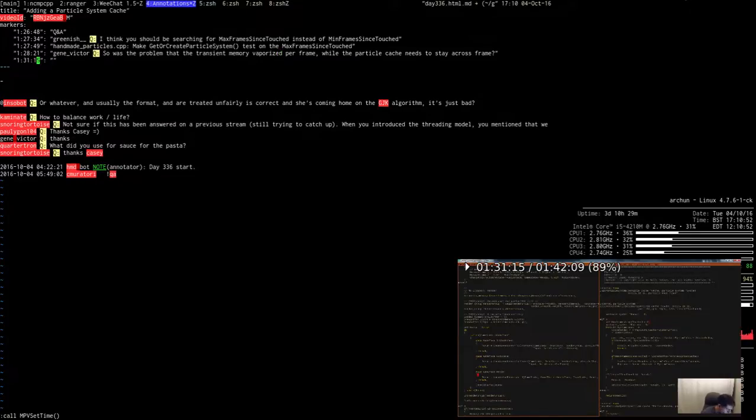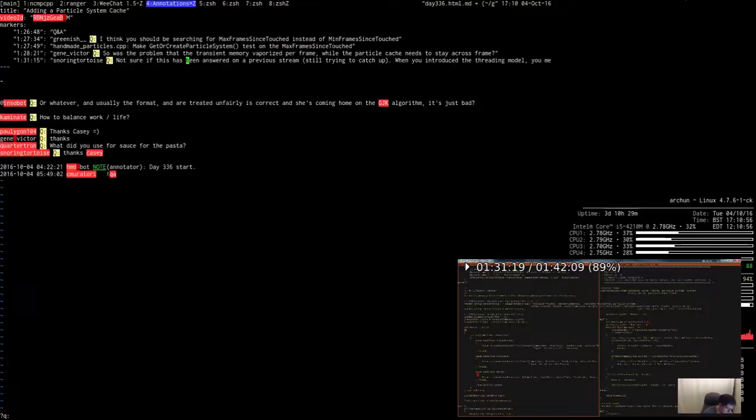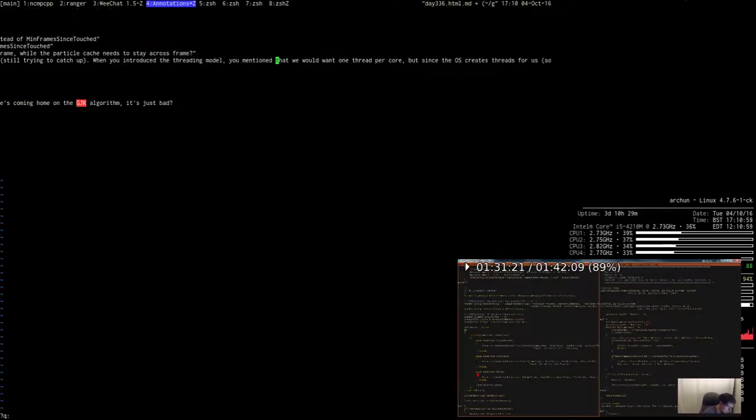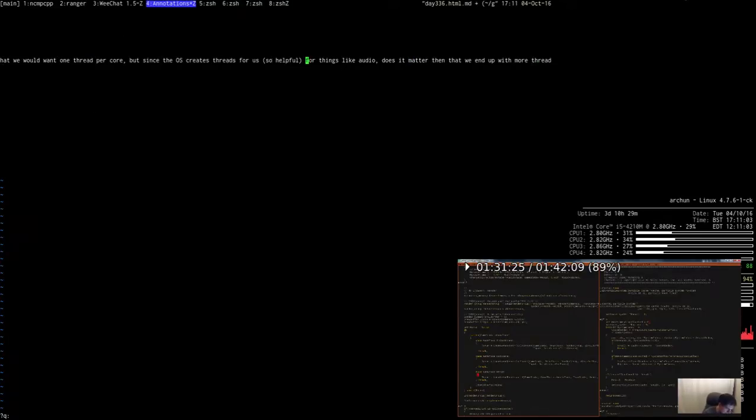Storing Tortoise: Not sure if this has been answered on a previous stream, still trying to catch up. When you introduced the threading model, you mentioned that we would want one thread per core. But since the OS creates threads for us, so helpful for things like audio, does it matter that we end up with more threads than cores?